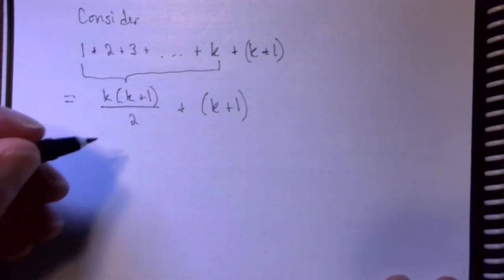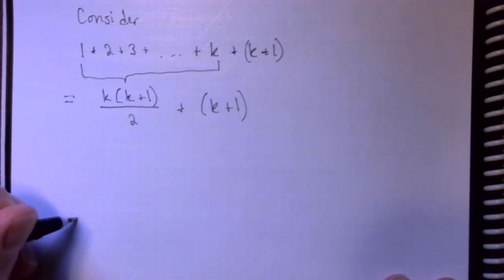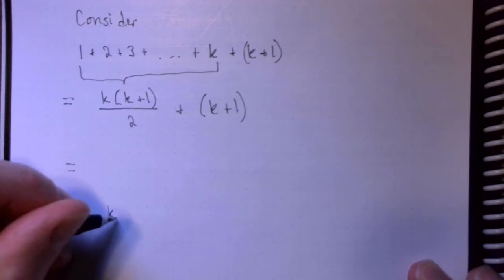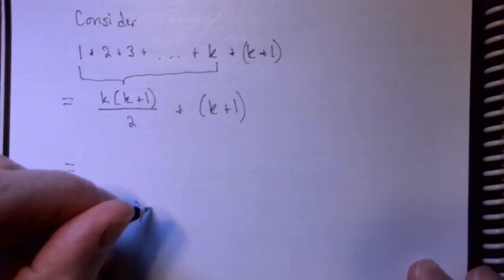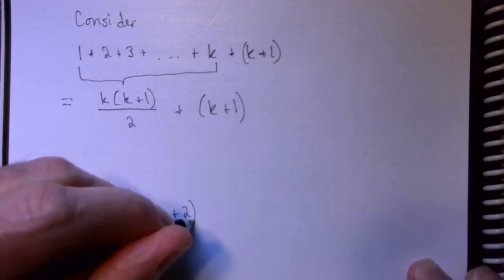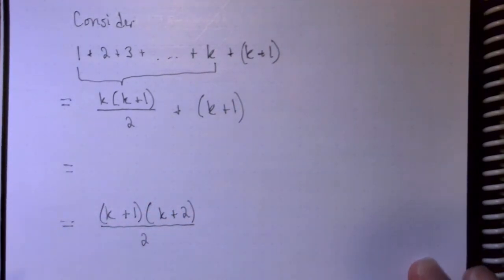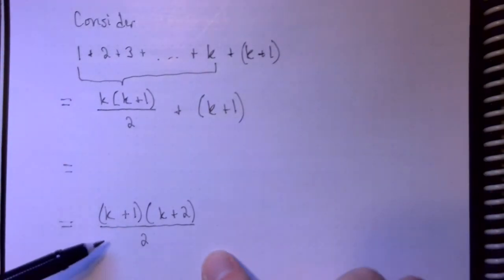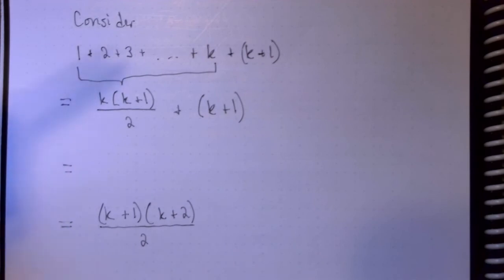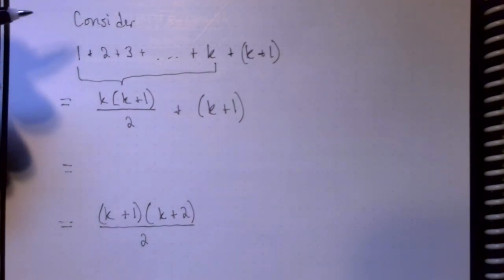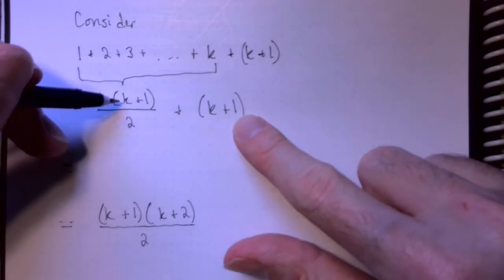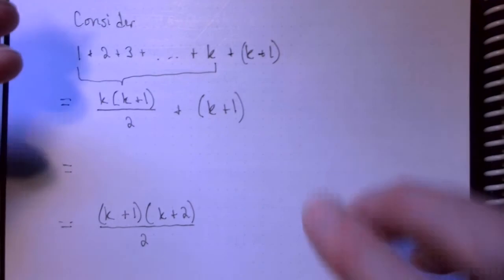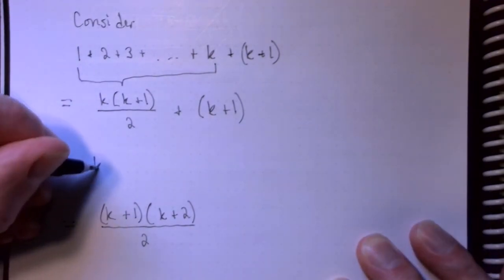Now I know what my target is. I'm going to leave myself a blank line here. My target should be k plus 1 times k plus 1 plus 1 divided by 2. That's my goal. I want to make this look like this if I can. Well, up here I can see both of these terms have a factor of k plus 1, so I can factor that out.